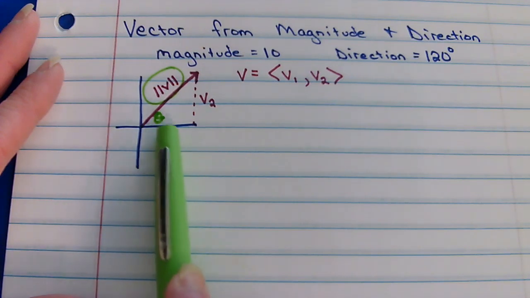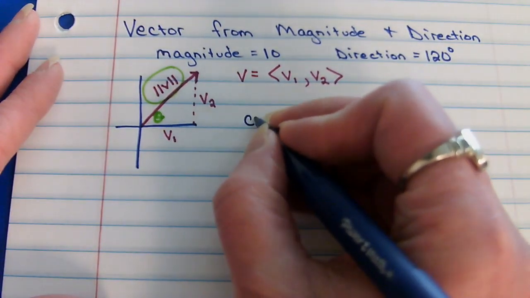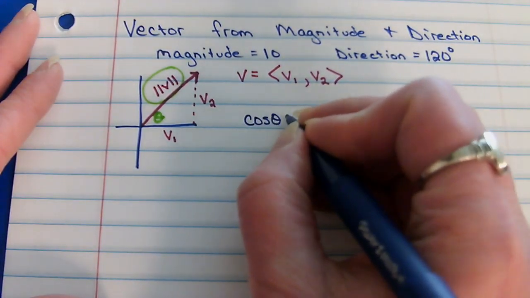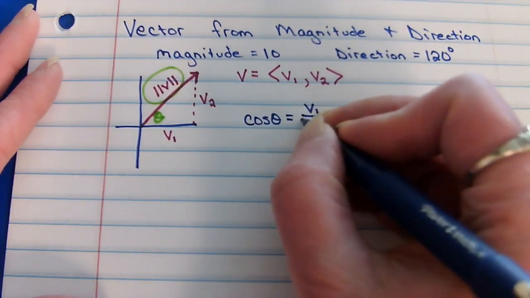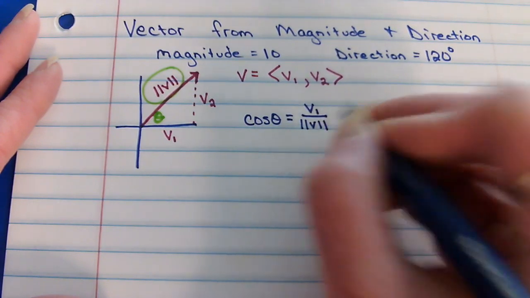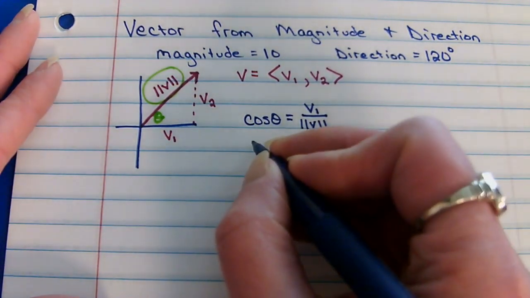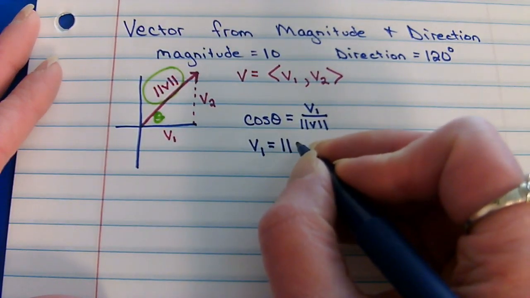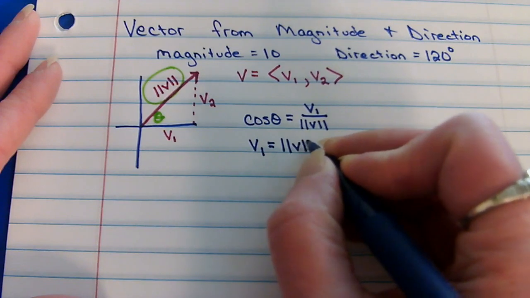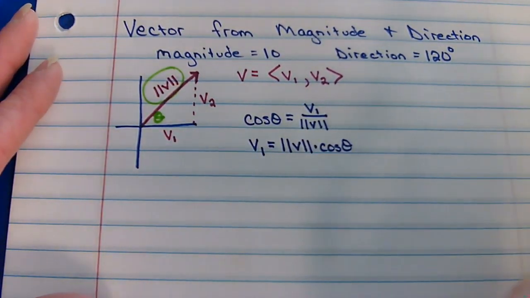So this side is adjacent to the angle. So that means I'm going to be using cosine: adjacent over hypotenuse. So the horizontal component can be found by taking the magnitude times cosine of the direction angle.